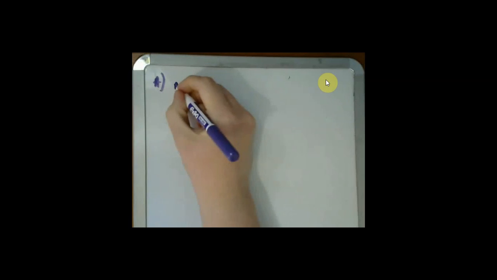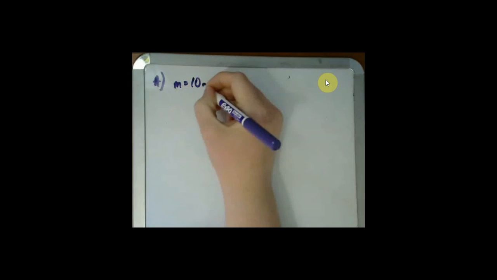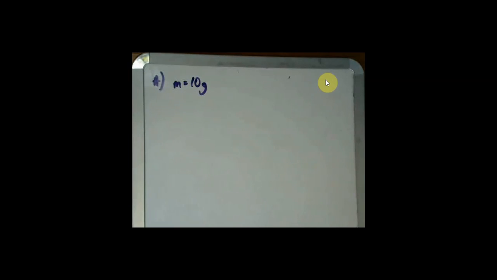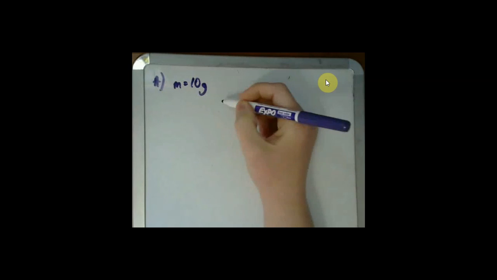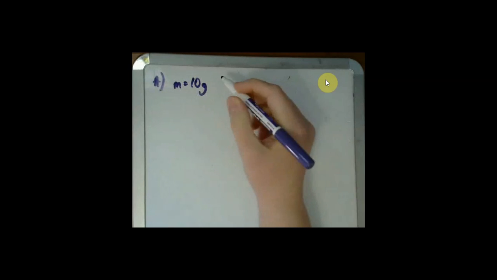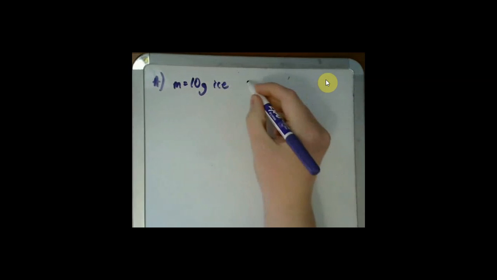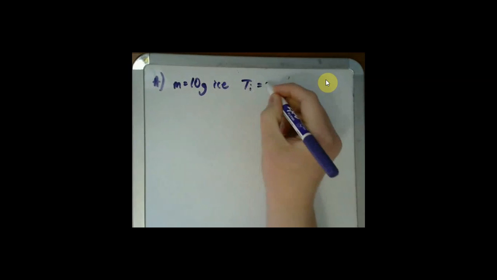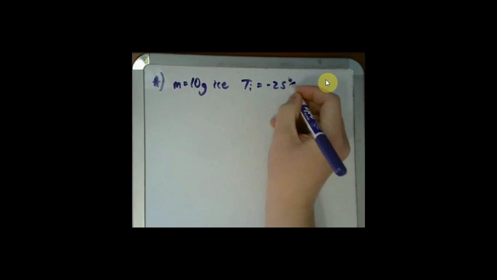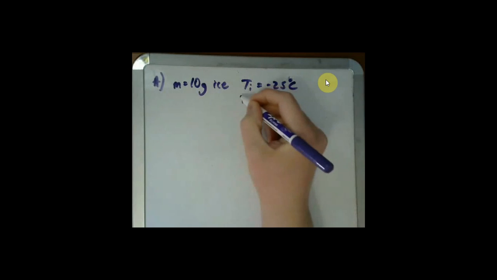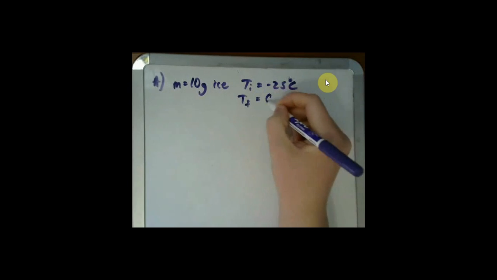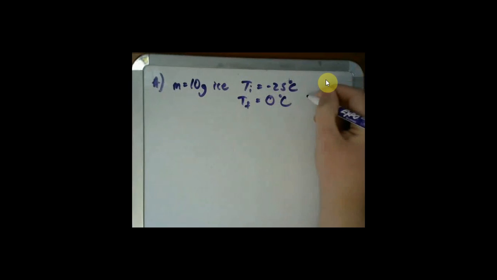It says in here that there are 10 grams of ice. Okay, so this is going to be the m for all of these. So I'm not going to write it out as something we know, we're just going to plug it in. But this is 10 grams of ice. It's starting temperature initial equals negative 25 degrees Celsius. And we know that the temperature final is going to be 0 degrees Celsius, which allows our delta T to be, of course, 25 degrees Celsius.